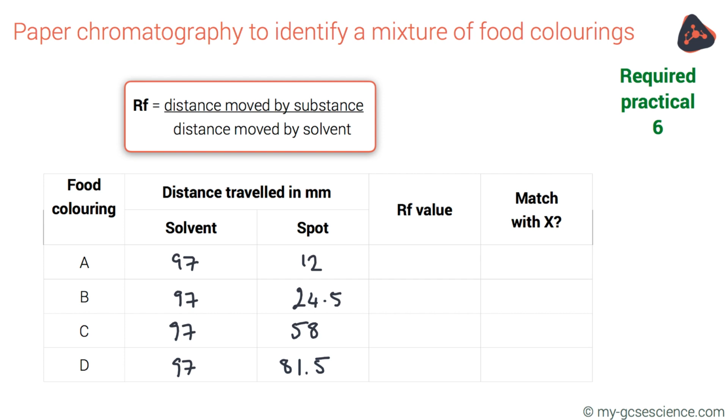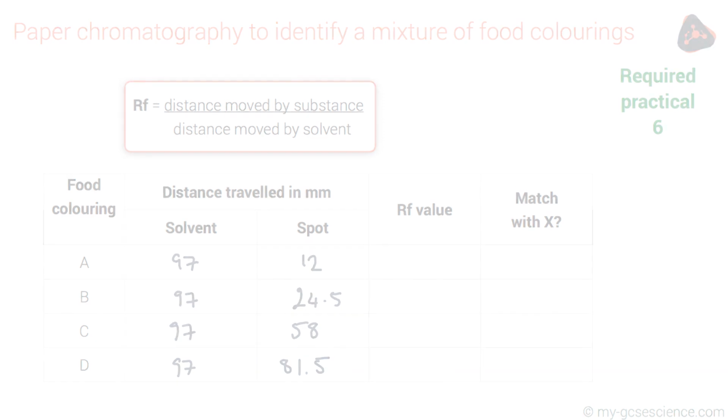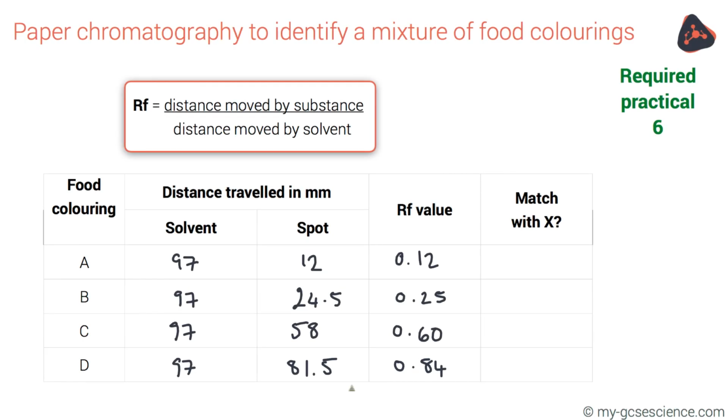Okay, I think after earlier you should be able to calculate the RF values for each of those. So have a go at doing that now. And these are the values you should have got. If you haven't got those values, then first of all check your calculation on your calculator, and second of all check your rounding, especially with this one.